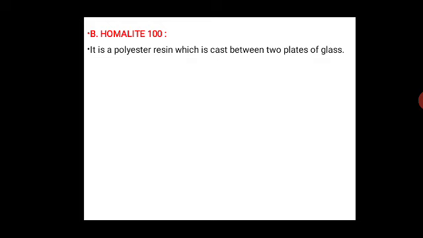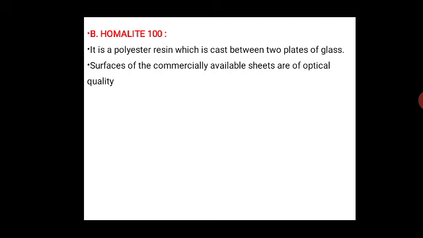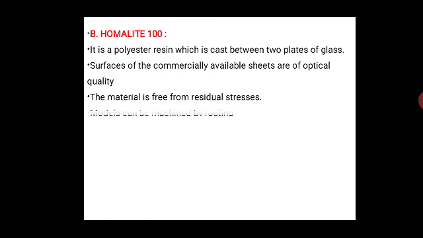The second material is Homolite 100. Homolite 100 is a polyester resin which is cast between two plates of glass to form very large sheets. The commercially available sheets are of optical quality. Along with this, the material is free of residual stresses, and the models can be machined by a routing operation.